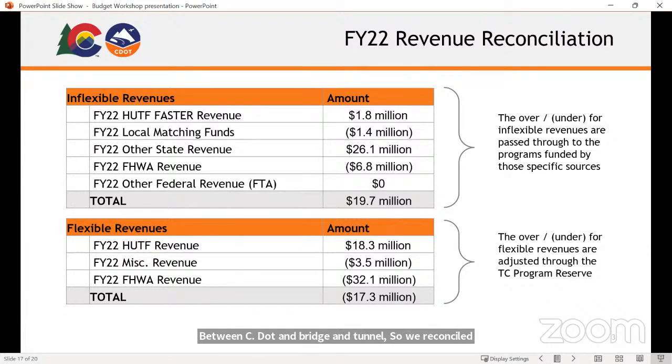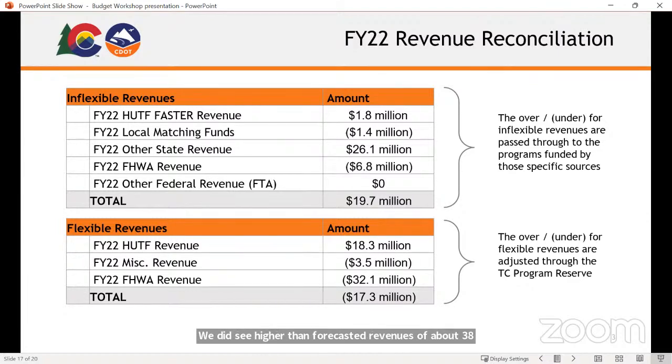For FTA, you actually see a zero in here because we account for FTA funding the moment it's received. We make those adjustments in real time. We don't take action through the revenue reconciliation process, but just informationally, we did see higher than forecasted revenues of about $38 million with FTA, largely from the federal bill.